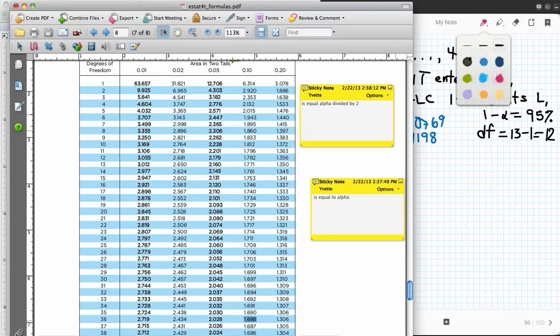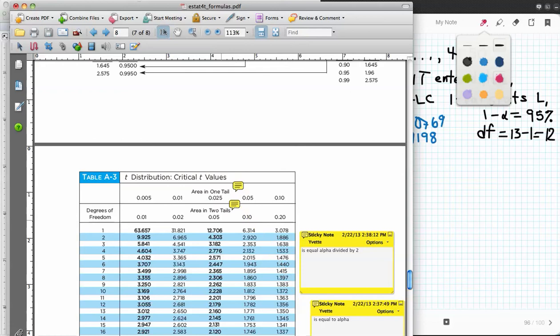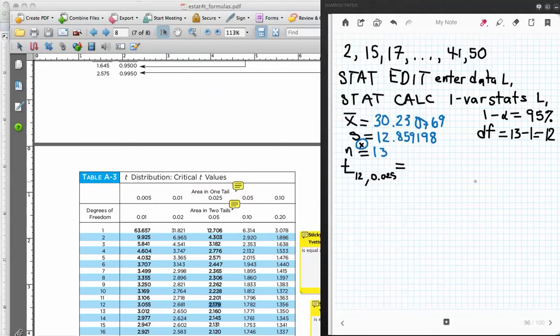0.025 in the one tail, or 0.05 in the two tails. So this is the middle column, and I need 12 degrees of freedom. So middle column, 12 degrees of freedom. There it is. So the value I'm going to use is 2.179. Now once I get that value, I'm going to create my confidence interval.